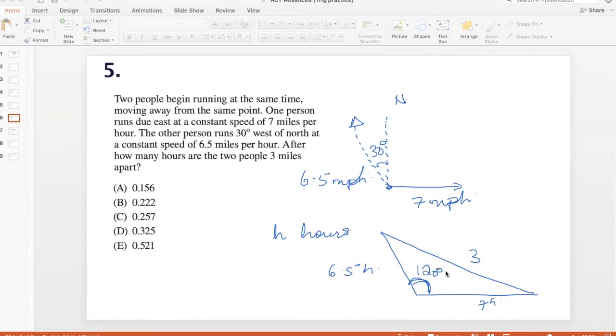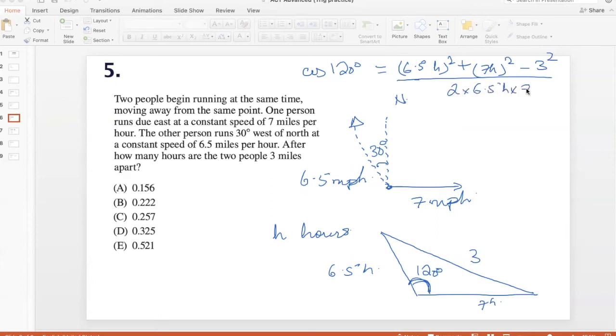So when you're only given one angle and you have to work with the sides, you can use the cosine rule. So what is the cosine rule going to tell me? Cos of 120 will be 6.5h the whole squared plus 7h the whole squared minus 3 squared divided by 2 times 6.5h into 7h, right? And solving this, we can find the value of h. So let's just make some space for this.